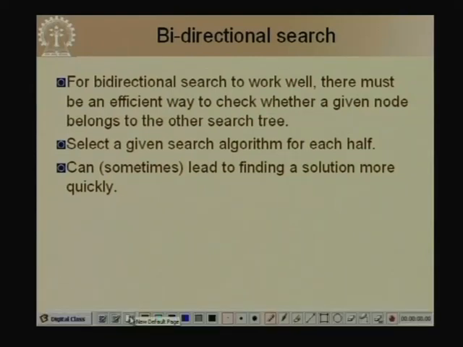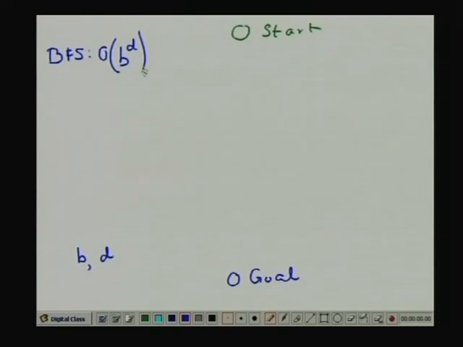Suppose this is our start state, and suppose this is our goal state, right, and let us say the branching factor is B and the distance from start to goal is D. So, we have seen that breadth first search, for example, would expand order B to the power D nodes, that would be the time and space complexity.